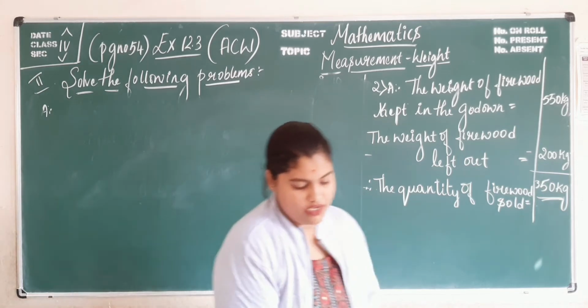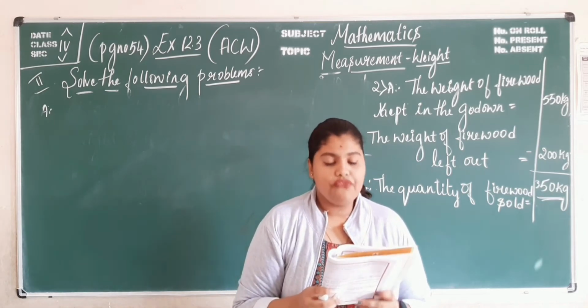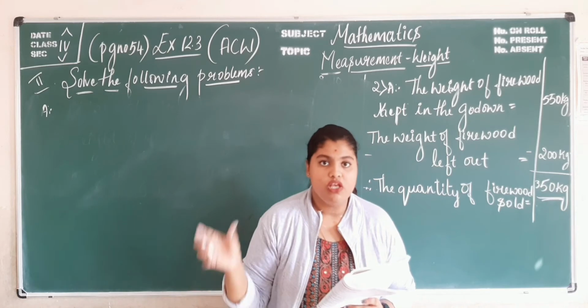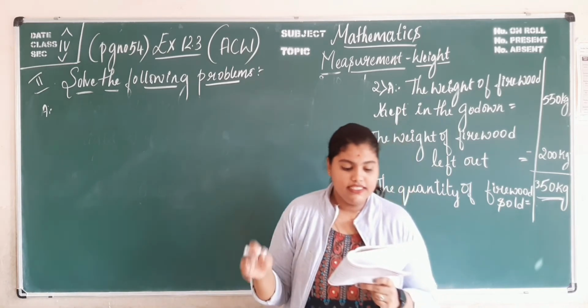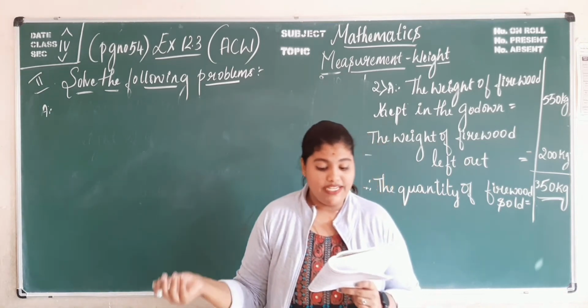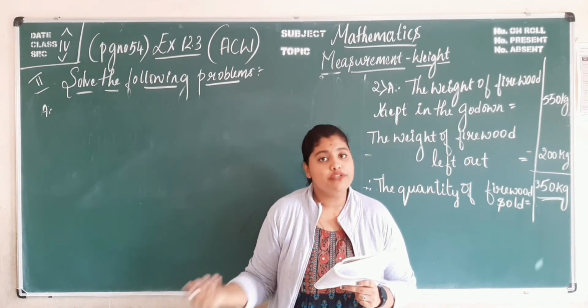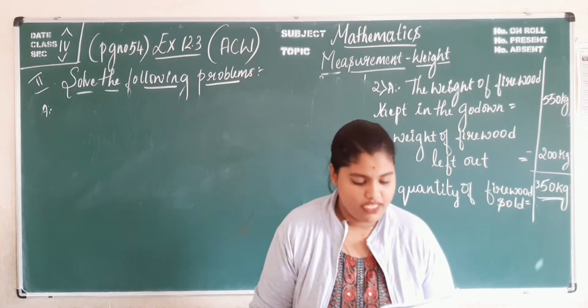Okay, third question. I hope you have written the third question. I'll just read it out. Weight of Anand is 30 kg 750 grams. Anand is a boy and his weight is 30 kg 750 grams. Weight of Suresh is 28 kg 250 grams. So what was the weight of Suresh? Yes, 28 kg 250 grams.